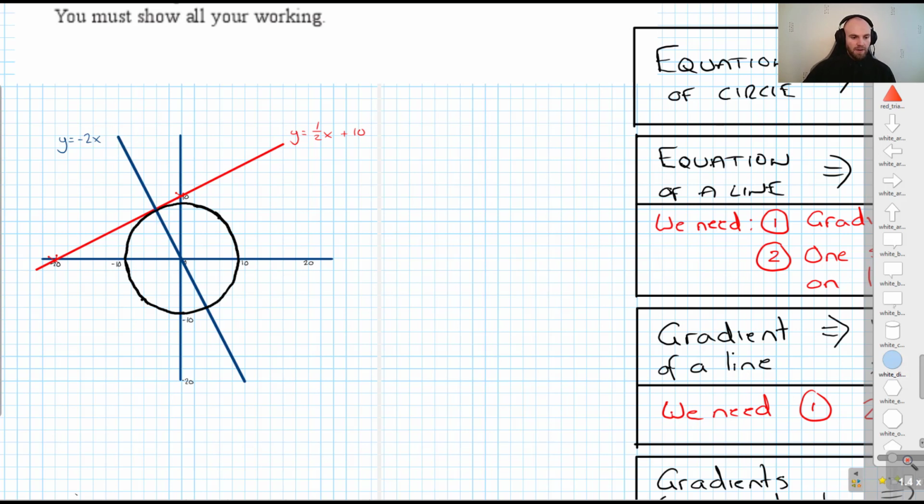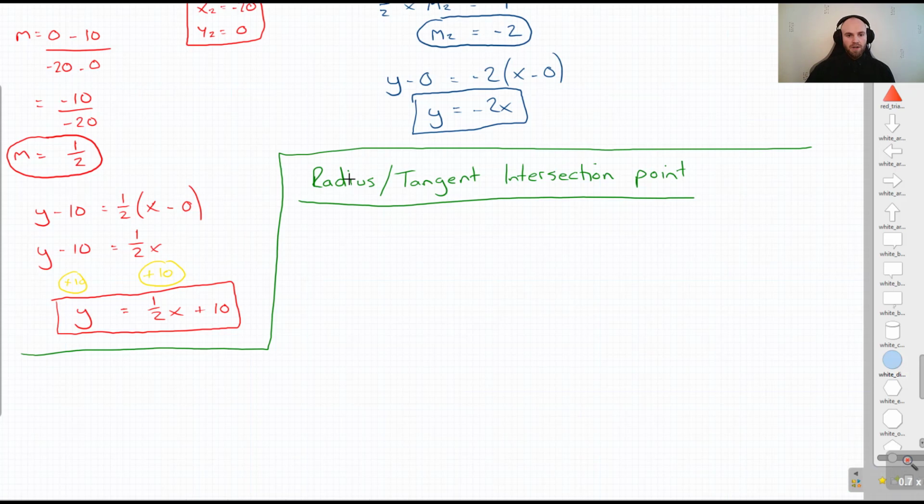So what I want to find out now is the coordinates of this point. So where the line of the radius meets a line of the tangent, and that is going to give us a point on the circle, and it can also help us to find out the size of this radius. So we're going to look for the radius and the tangent intersection point. We have y equals a half x plus 10 for the tangent, and y equals minus 2x for the radius.